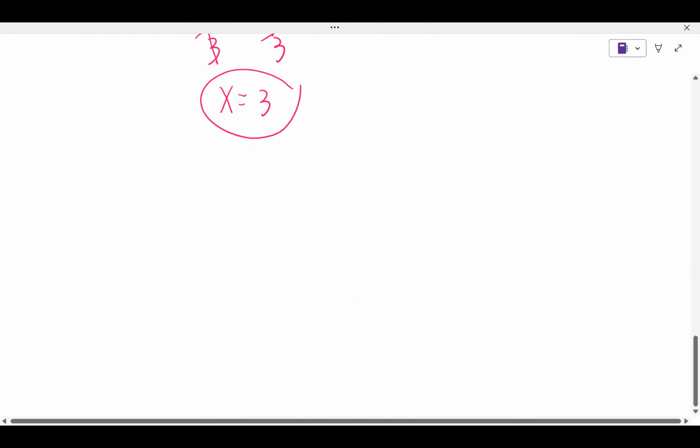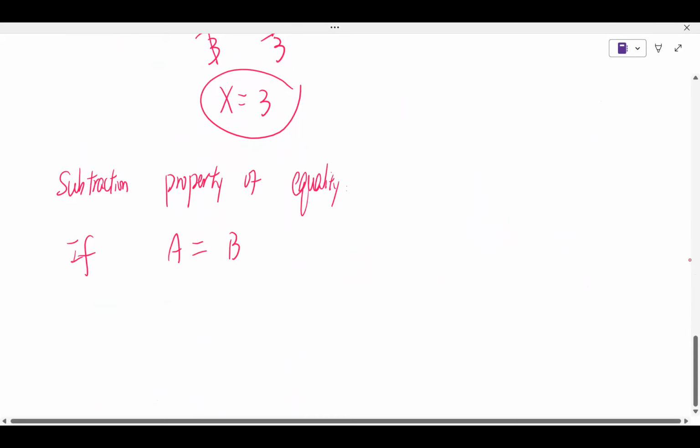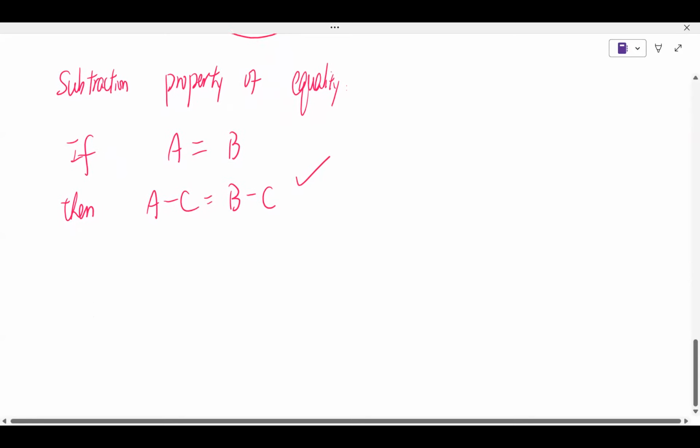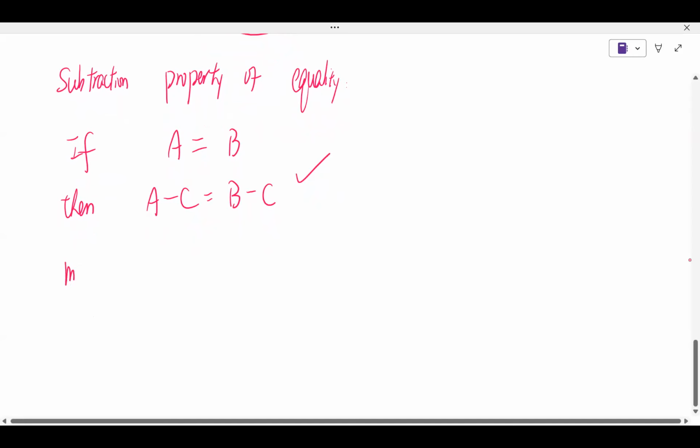We also have the subtraction property of equality. Again, if A equals B, we have an equation, and if you subtract C from both sides of the equation, it does not change the equation. We still get an equation, but a slightly different one. And then we also have a multiplication property.